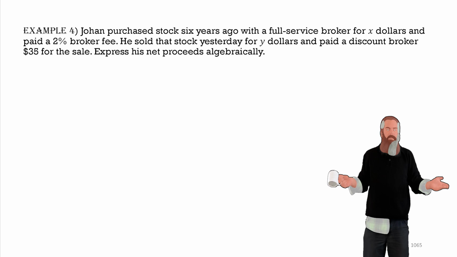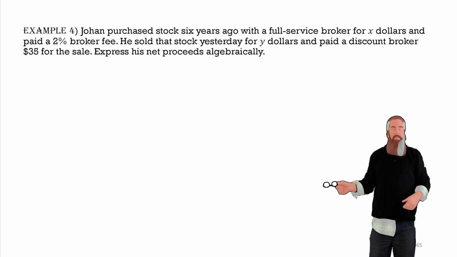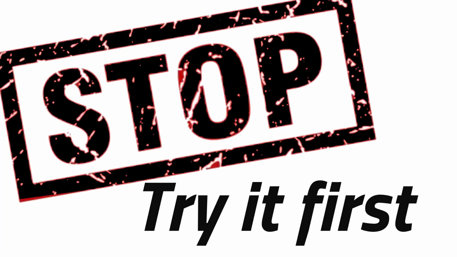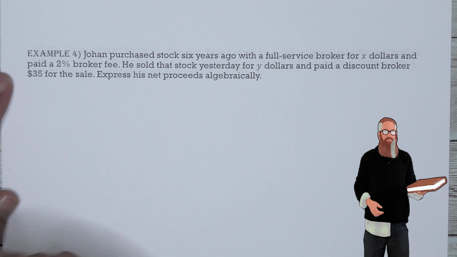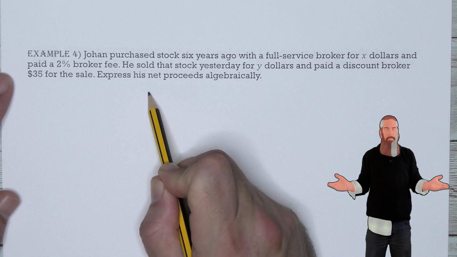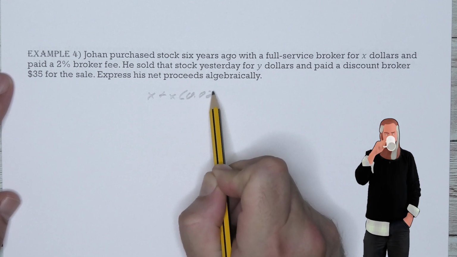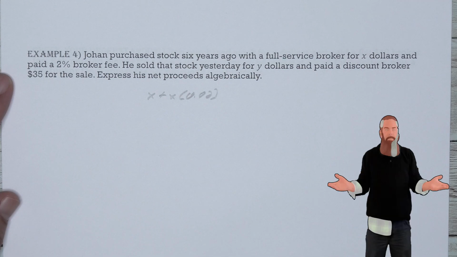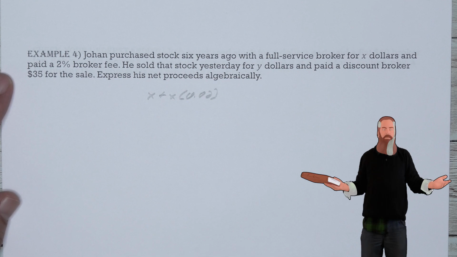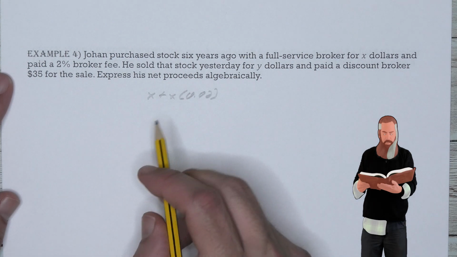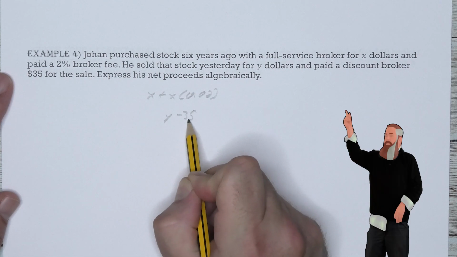Johan purchased the stock 6 years ago with a full-service brokerage for X dollars and paid 2% broker fee. He sold the stock yesterday for Y dollars and paid a discount broker $35 for the sale. Express his net proceeds algebraically. The purchase cost is the sum of the cost and the brokerage fee. So we know that it's going to be X dollars plus X dollars times 0.02. When the stock was sold, the brokerage fee was $35, so the sale proceeds would be equal to Y minus 35.